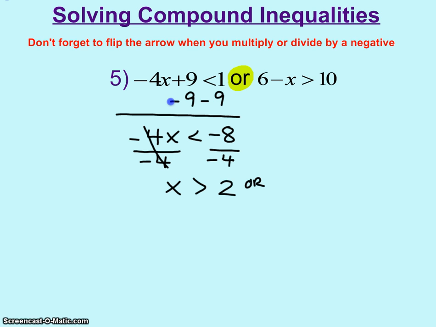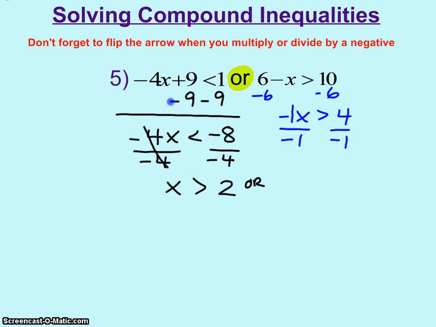Or, on the second part, I'm going to go ahead, and this time I'm going to change my color here so you can see a little better. I'm going to subtract 6. So I have that negative x is greater than 4. The number in front of that x is a negative 1. I'm going to go ahead and divide by negative 1.